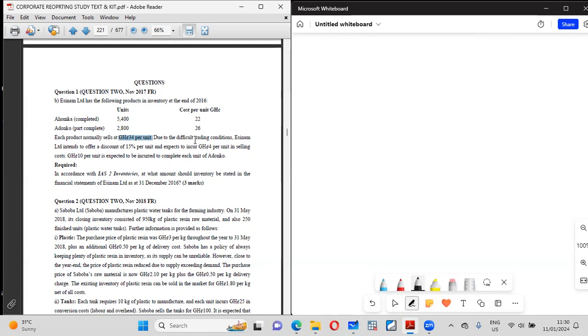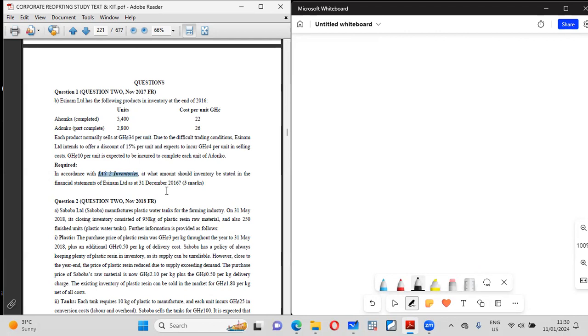Each product normally sells at 34. Due to the difficult trading condition, Esinam Limited intends to offer a 15% discount per unit and expects to incur 4 cedis per unit in selling costs. Then 10 cedis per unit is expected to be incurred to complete each Adonko. So that one is specifically for Adonko. In accordance with IAS 2, what should be the inventory amount to be stated in the financial statement?